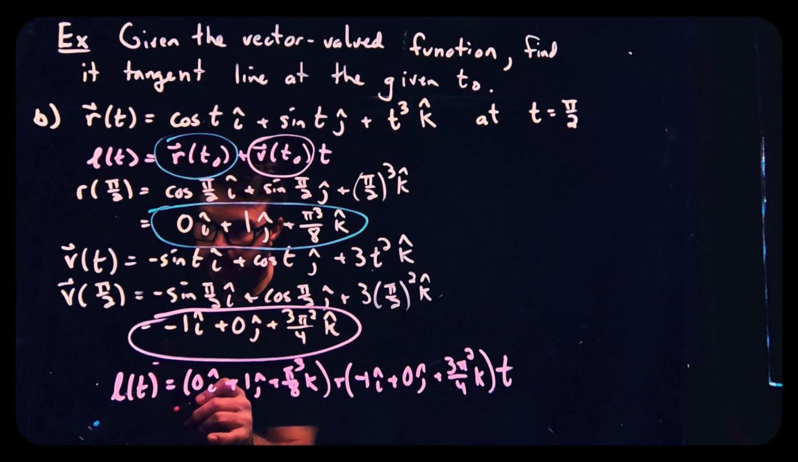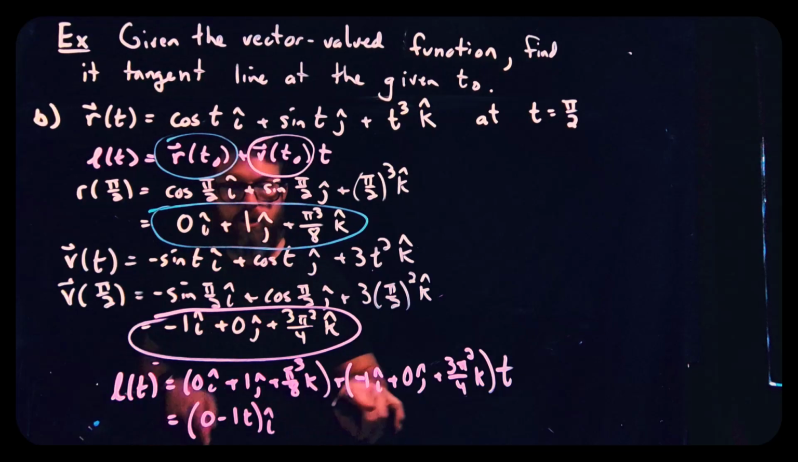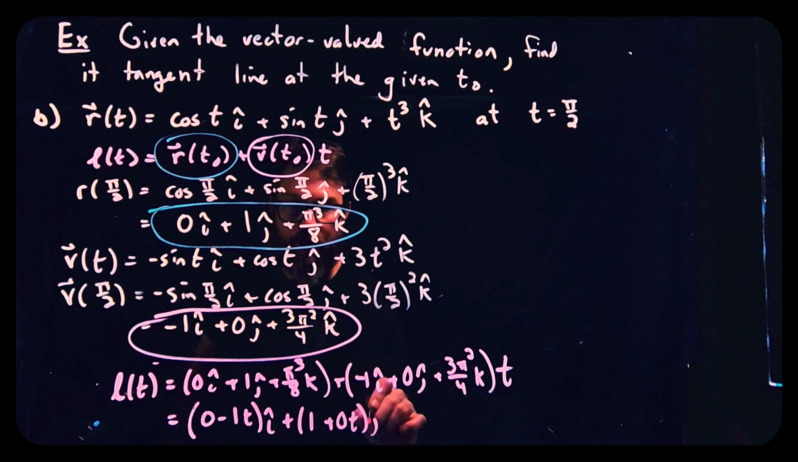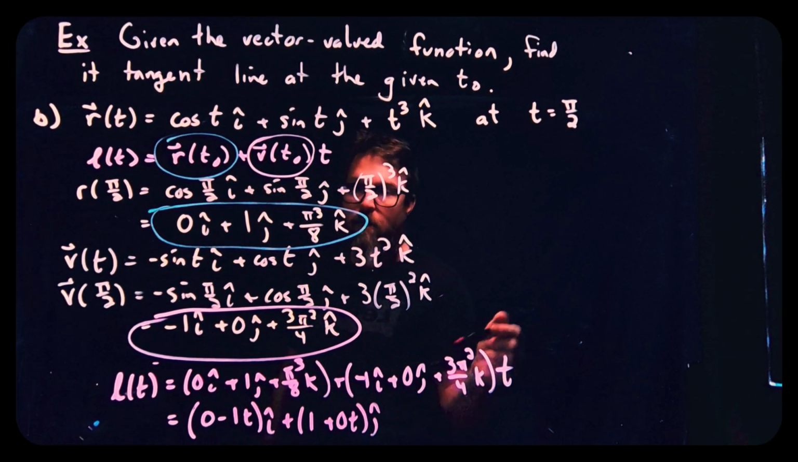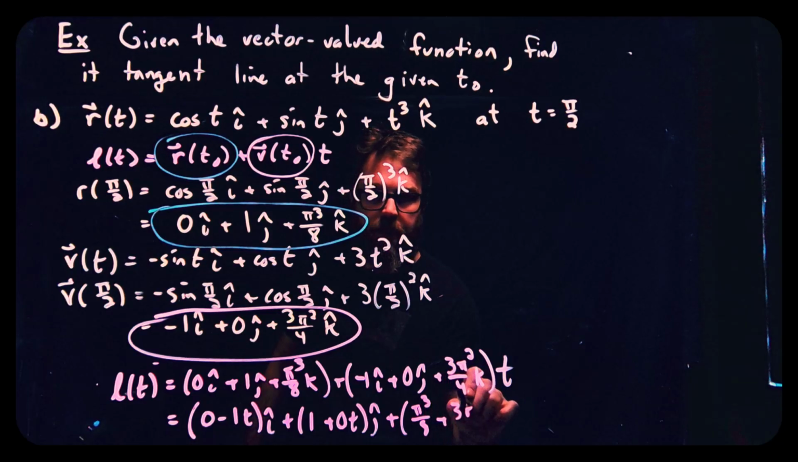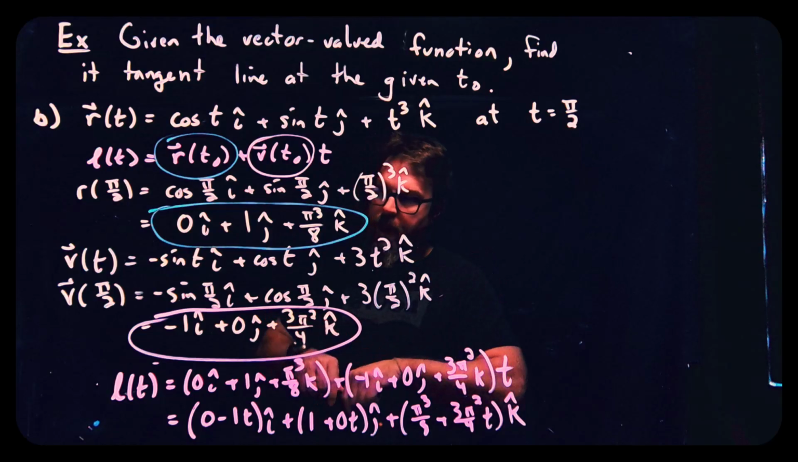And we can combine these things as far as the x-coordinate, y-coordinate, and so on. So 0 minus 1t i, that's just the coefficients in front of i with that t, plus 1 plus 0t j. I know the zeros are redundant, but I just want to show where they're coming from. And then finally plus pi cubed over 8 plus 3 pi squared over 4 times t k. And again, you can tell this is a line, these linear coefficients. So that is our tangent line.